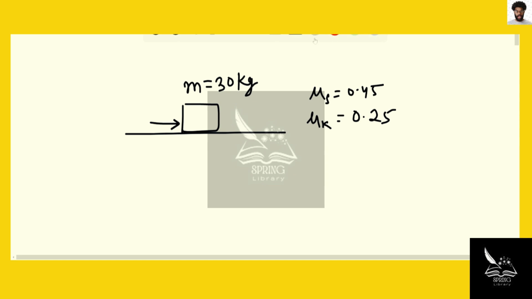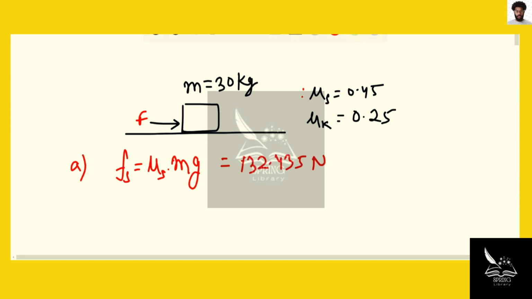and we need to also figure out the minimum force which must be applied first so that the block starts moving. So in that case, whatever force is applied, that should be sufficient enough to overcome the static friction. So static friction will be mu times the normal reaction force, that will be mass times acceleration due to gravity. So when we multiply this together, we get the static friction as 132.435. So this much will be in terms of Newton, and this is only the minimum force that must be applied to this block so that it starts moving.